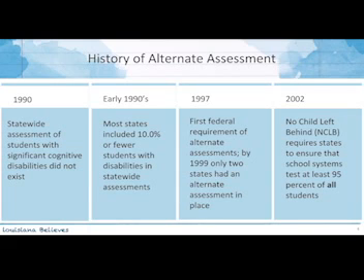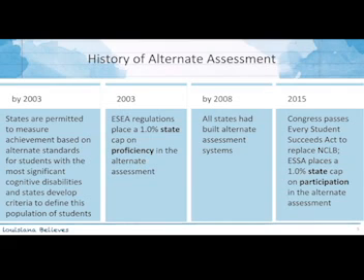In 2002, No Child Left Behind was signed by President Bush, in which states were now required to ensure that school systems test at least 95% of all students, including students with disabilities. By 2003, nearly all states had at least one alternate assessment in place and were permitted to measure achievement for students with the most significant cognitive disabilities based on alternate standards.